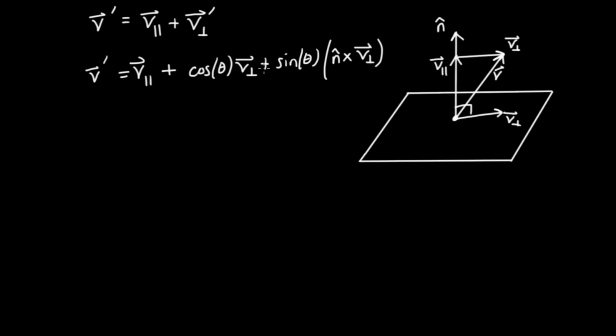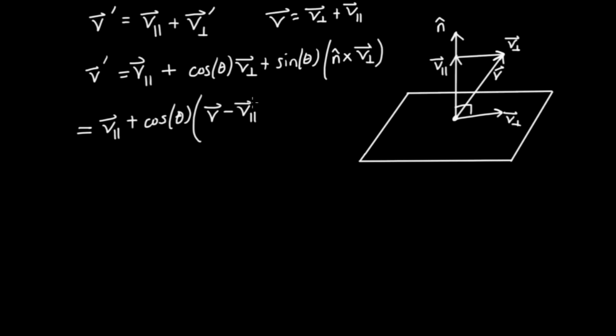Let me make a couple adjustments to this formula. So on the right hand side, I'm going to keep v parallel there for now. And what I'm going to do in the second term, cosine theta times v perp, is remember that v is equal to v perp plus v parallel. So what that means is that v perp is v minus v parallel. So I'm going to make that substitution in here. V minus v parallel.